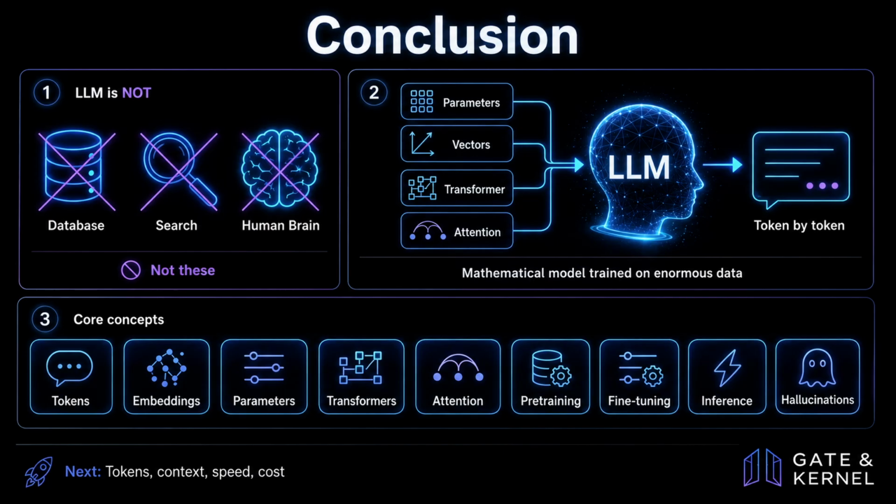In the next article and video, we will examine tokens more closely. We will explain how tokenization affects context length, model performance, generation speed, and cost.